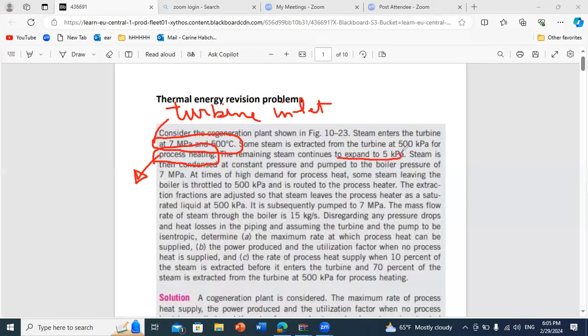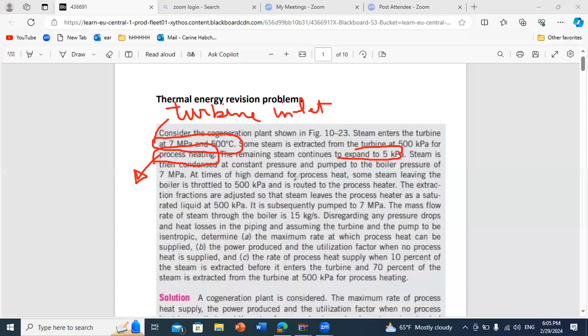So we can understand from this that we have 3 levels of pressure. You have the high pressure at the boiler, you have the low pressure for your condenser, and you have an intermediate pressure where you extract steam that will go to the process heat. And we'll discuss this now in the graph. After this, steam is then condensed at constant pressure and pumped to the boiler pressure of 7 megapascal.